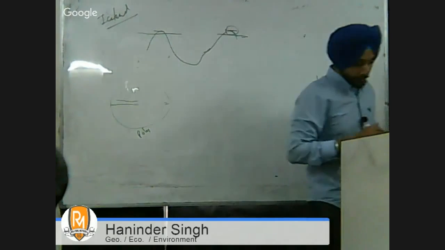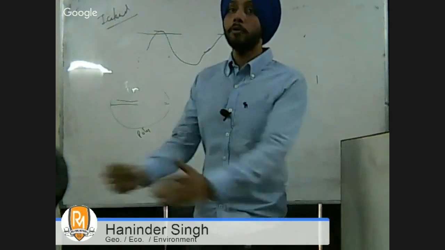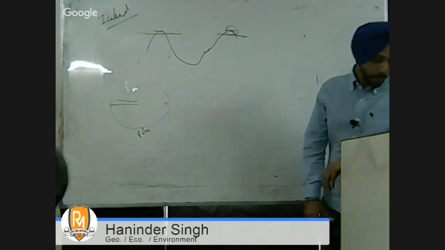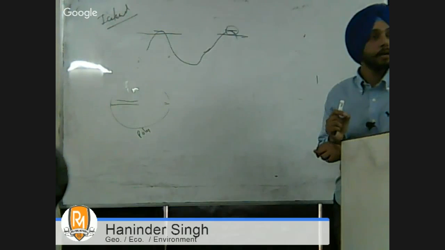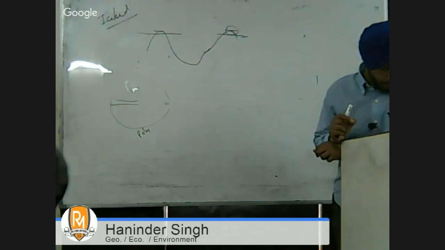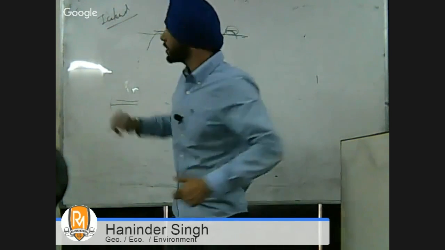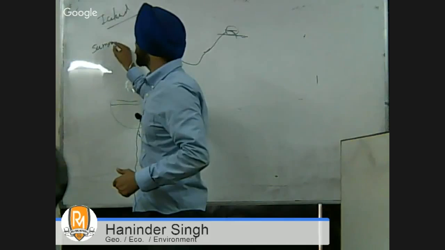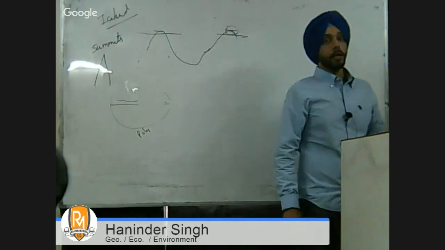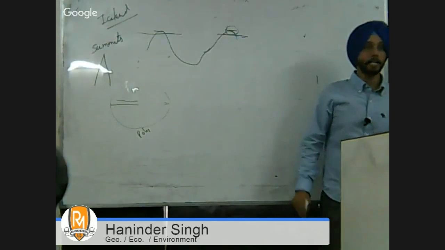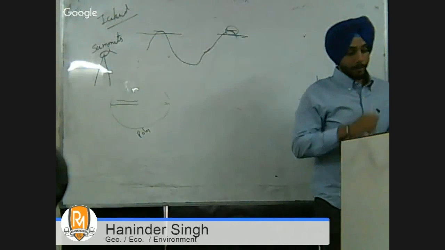Next one is seamount. These are mountains with pointed summits, like this. A summit is the highest point of a mountain.